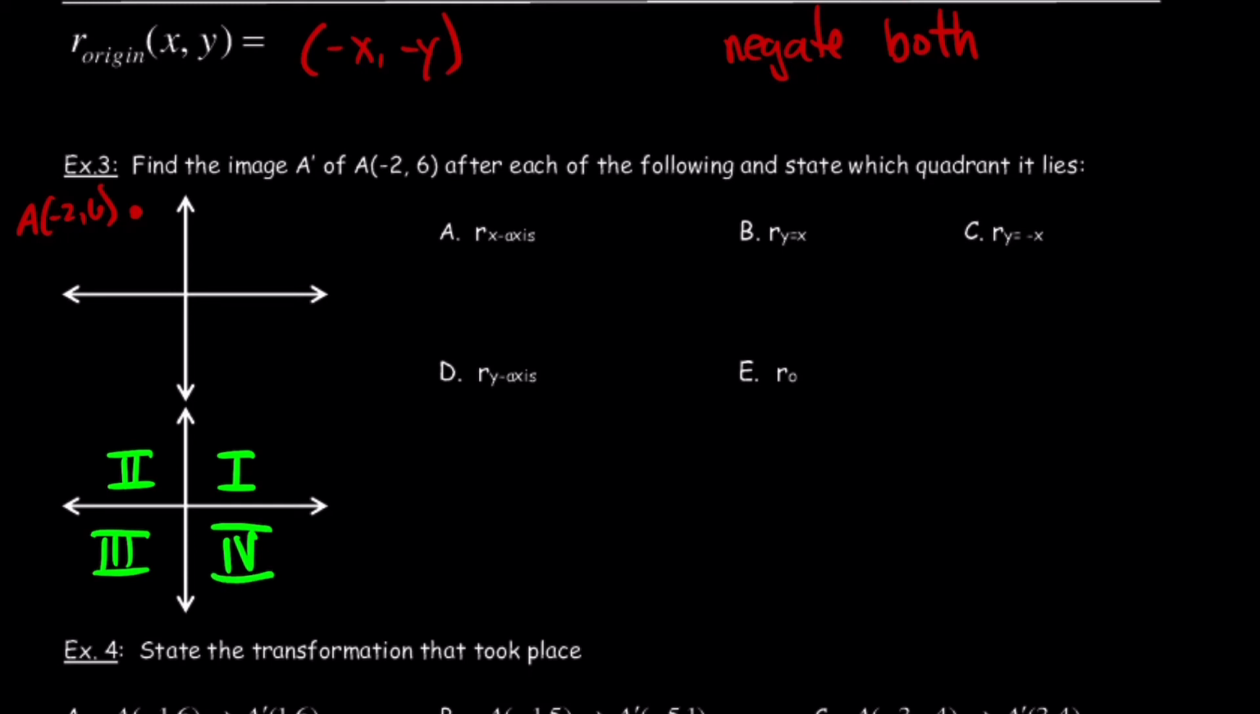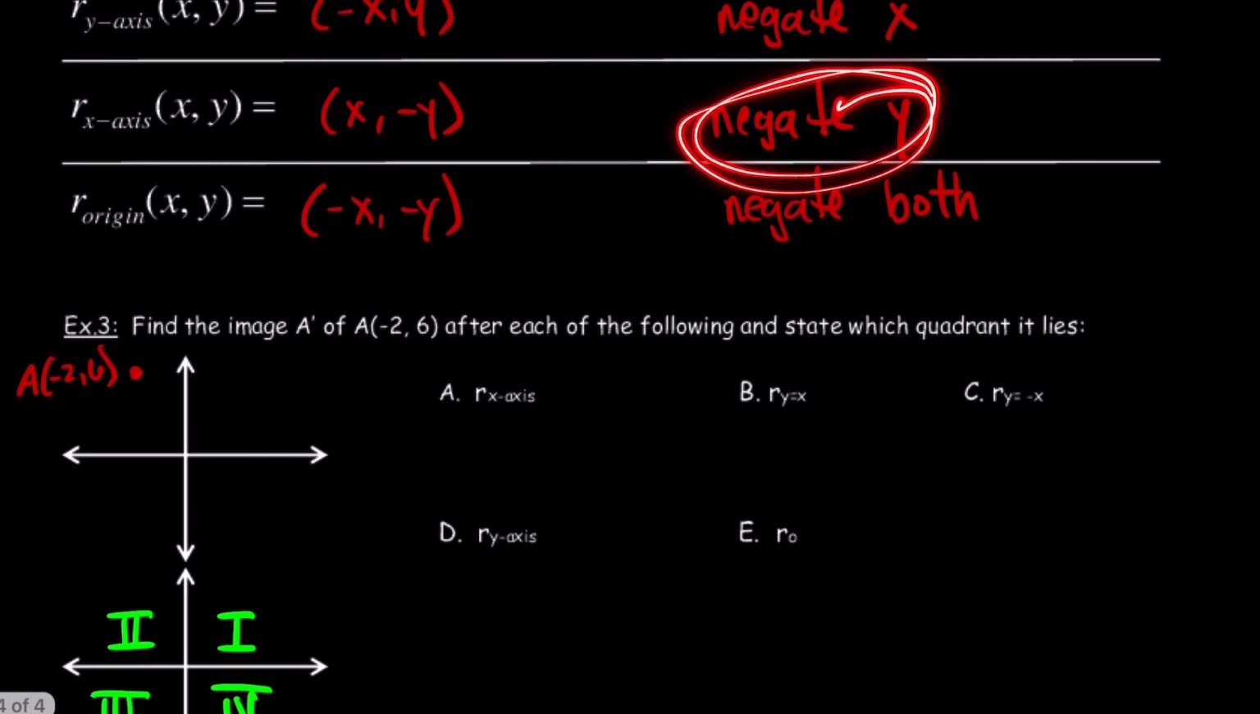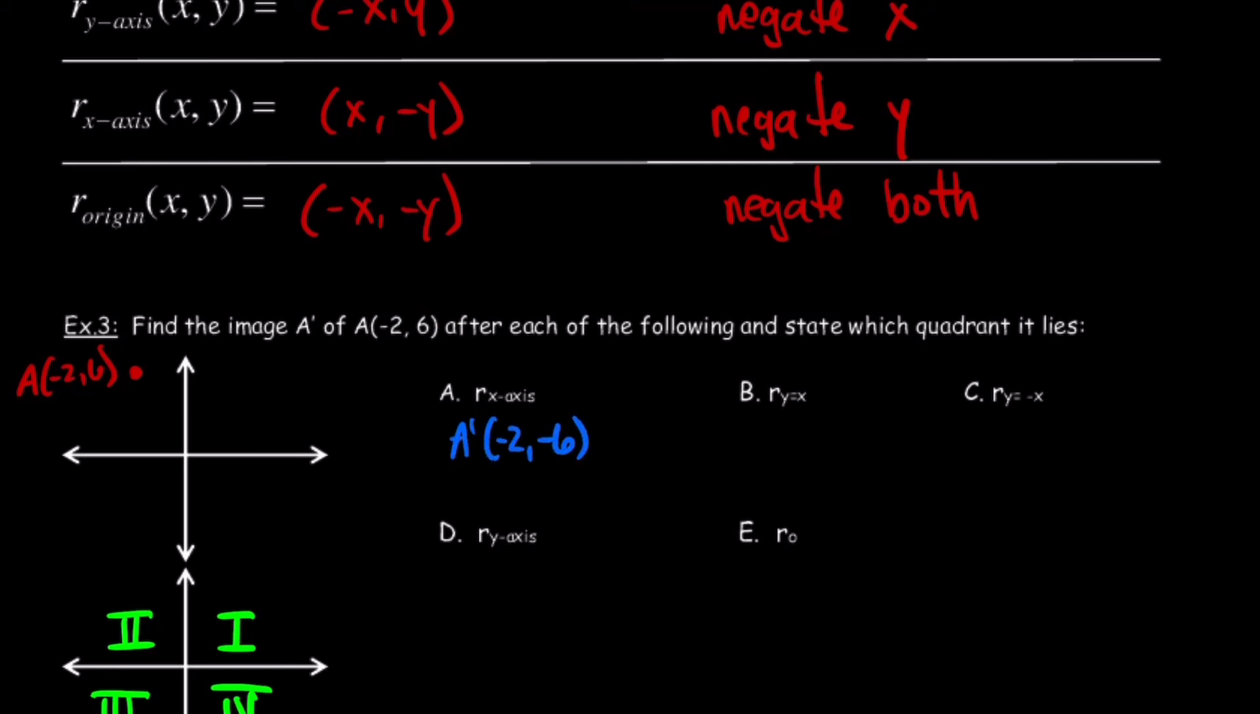All right, so now what I want to do is take this point here and reflect it in the x-axis. So here's my x-axis. I'm going to be visual. I'm not going to graph all of these. And it's going to go down here. So right away, I know it's going to be in quadrant 3. And when I reflect in the x-axis, I just negate the y. So I'm going to take this coordinate here and negate the y. Okay, well in that case, A prime is going to be (-2, -6). And we already said that's going to be in quadrant 3.